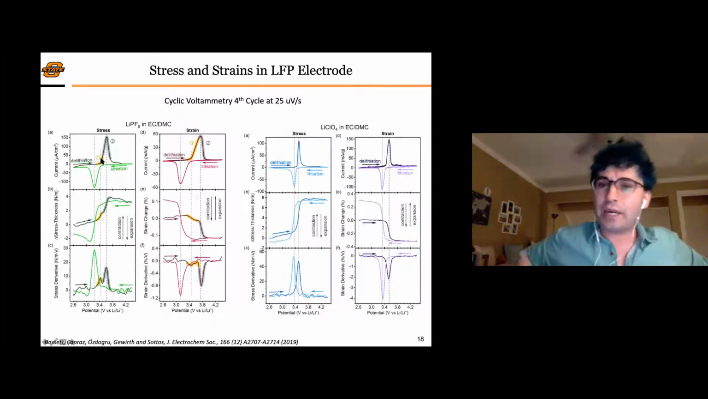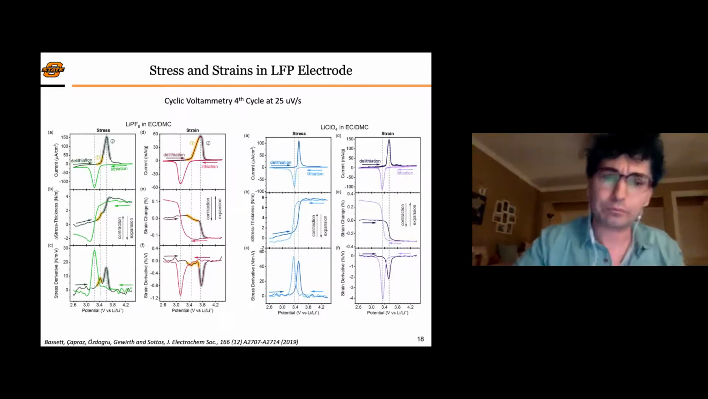Then we start changing the electrolyte. This time we look at lithium perchlorate salt in the same solvents.